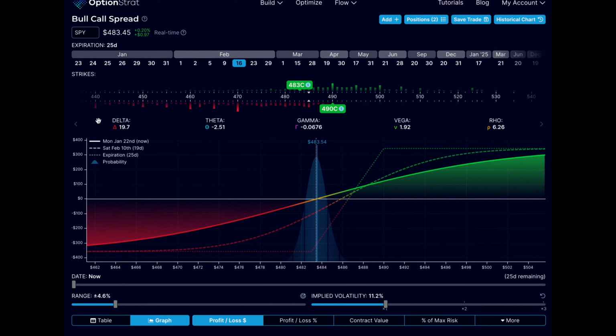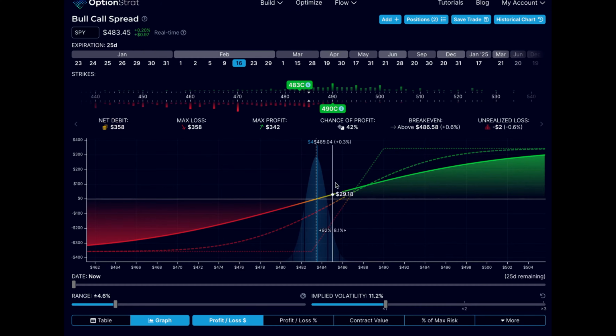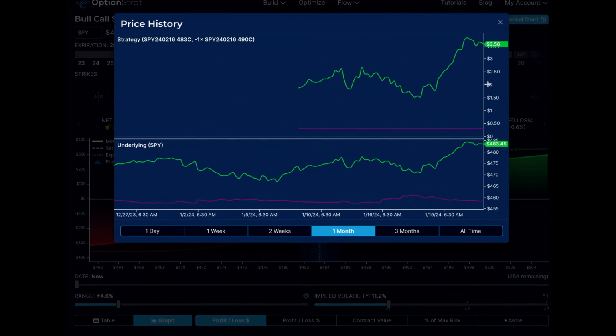And we can see if we come back here, that my net debit is 358 on this trade. Obviously, I know this is a bullish trade. My break even is much, much closer now at 486. Previously, it was up around 490 and change, somewhere up in that area. Now, I can also come in and look at my historical chart again, and we'll see that now it's basically plotting for the spread that I put on, not the individual option, but the spread.